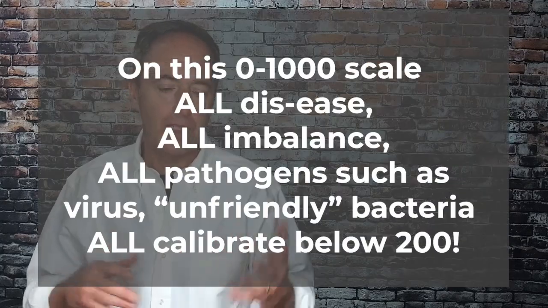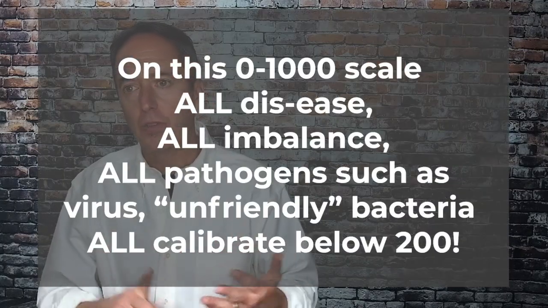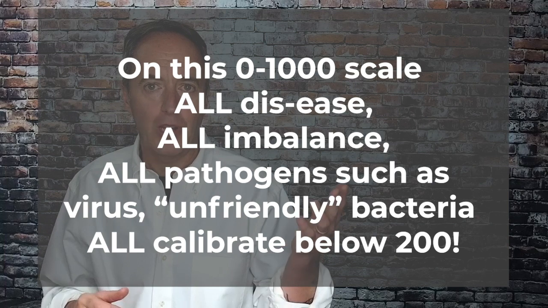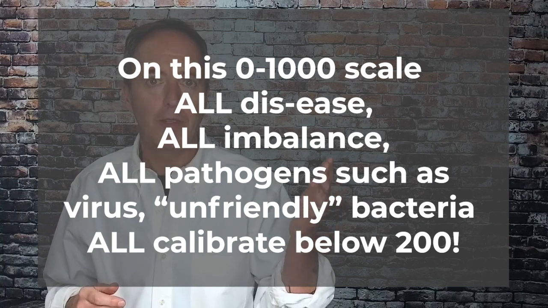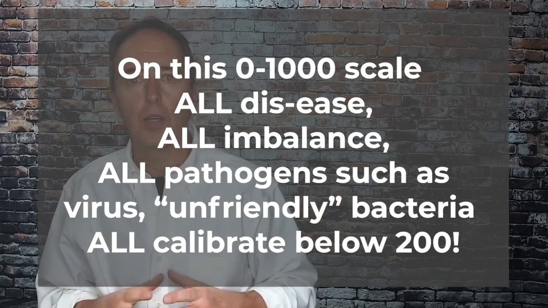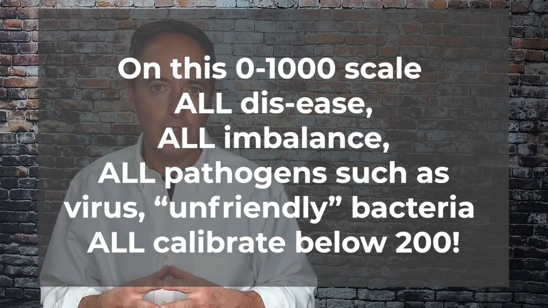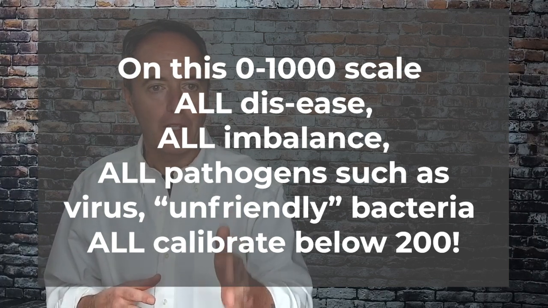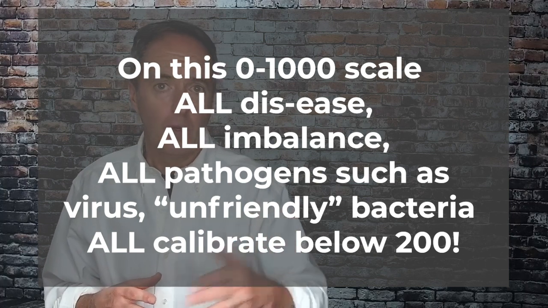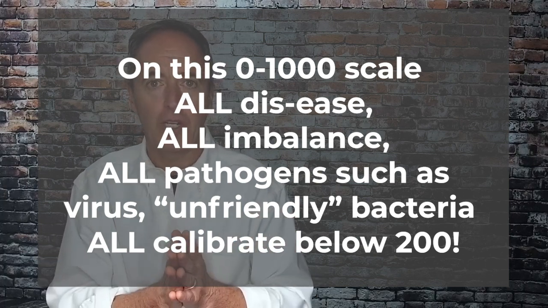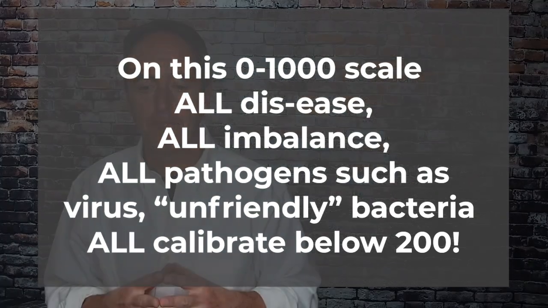You'll find that all dis-ease, all imbalance, all pathogens such as virus or unfriendly bacteria, they all would calibrate below 200. Dr. Hawkins described this 200 mark as below 200 would weaken one, and anything that calibrated above 200 would strengthen. So in the example of the two trees, the healthy, vibrant tree would calibrate well above 200, while the tree that was experiencing dis-ease and was dying would calibrate below 200.